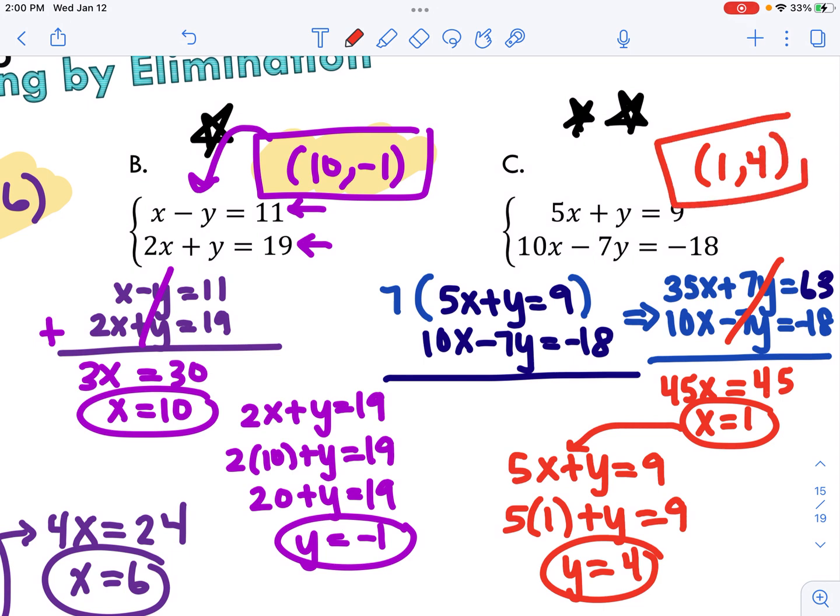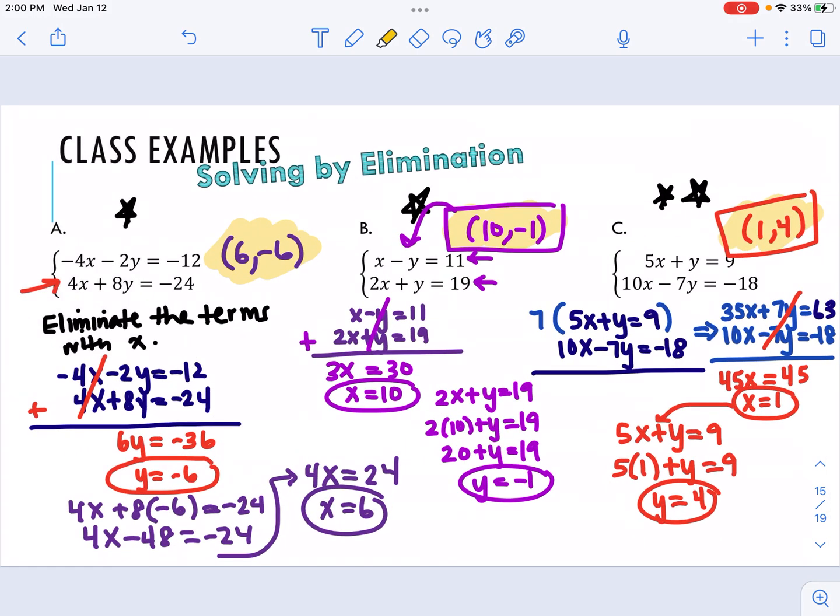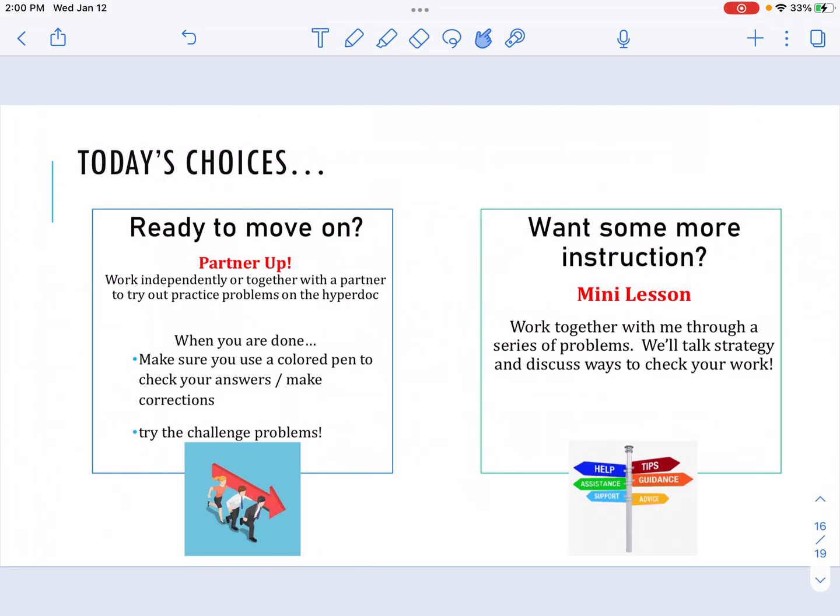I'm going to box that answer. For the sake of the video, I'm also going to highlight it. This means that if we were to graph 5x plus y equals 9 and 10x minus 7y equals negative 18, the point of intersection would be 1, 4. All right, elimination's a little bit trickier, but I would like you guys to try them out.